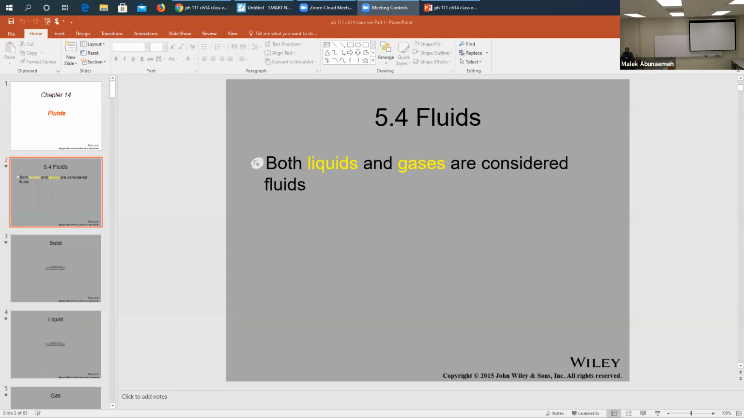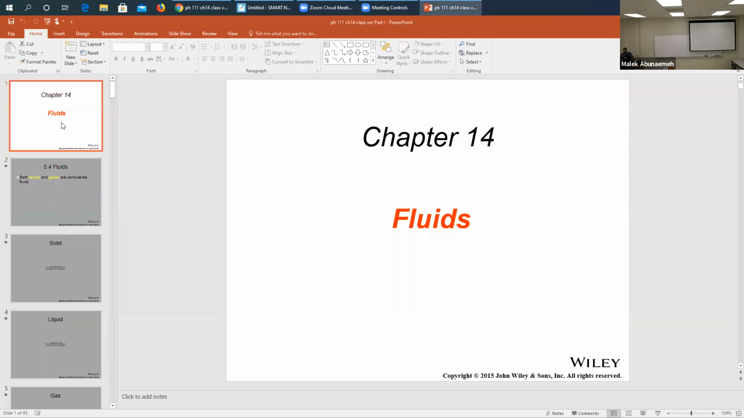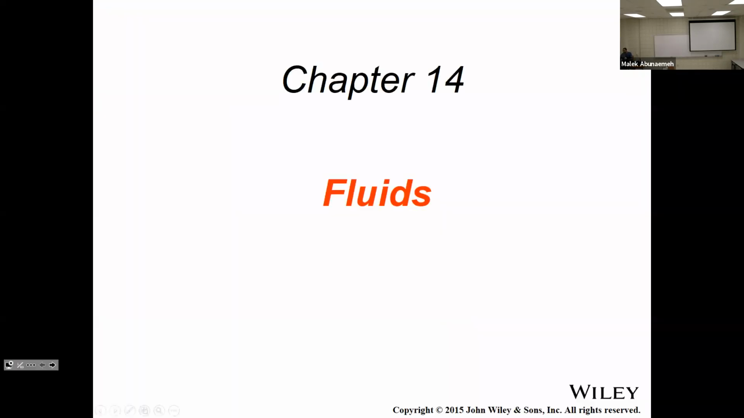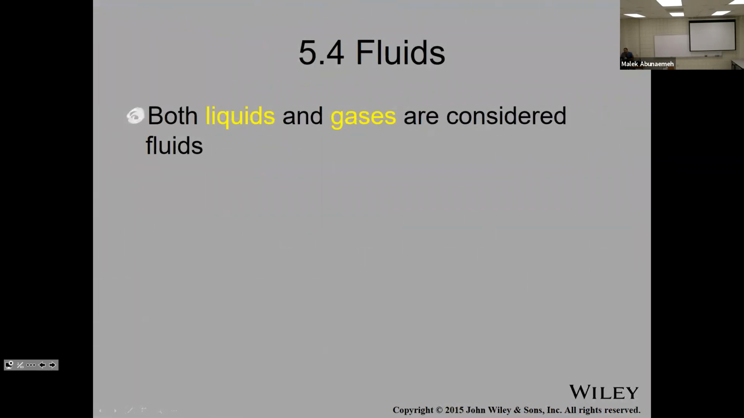Okay, so this is going to be Physics 111, Chapter 14. Chapter 14, we're going to be talking about fluids. So when we talk about fluids, we're really talking about liquids and gases. So both liquids and gases are considered to be fluids.